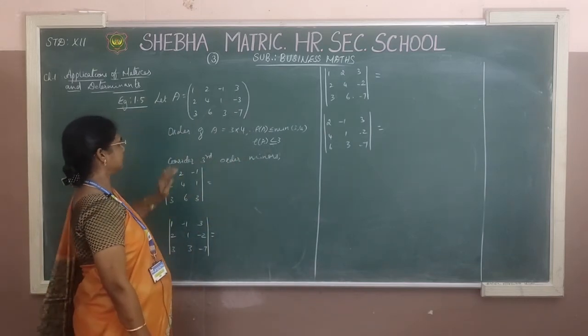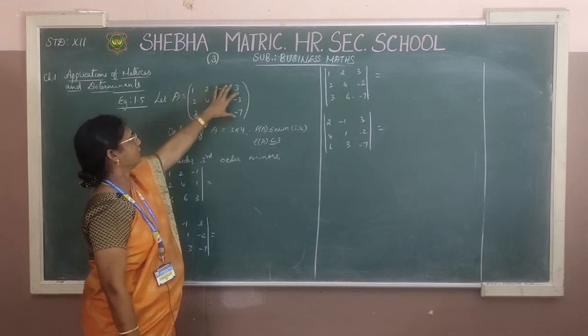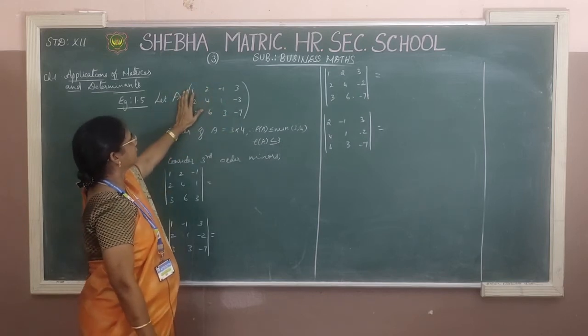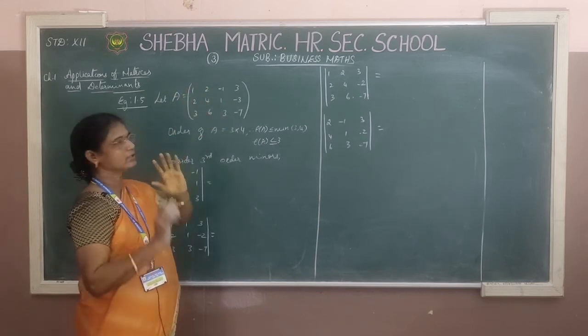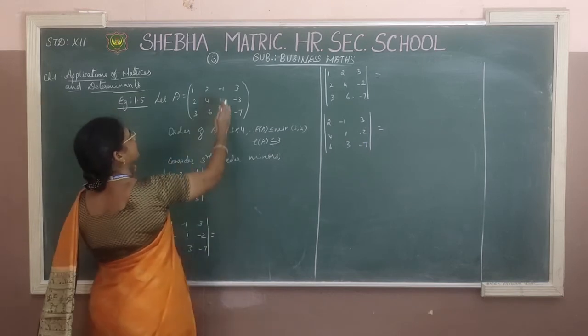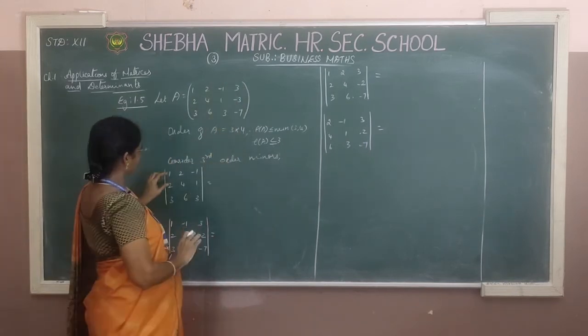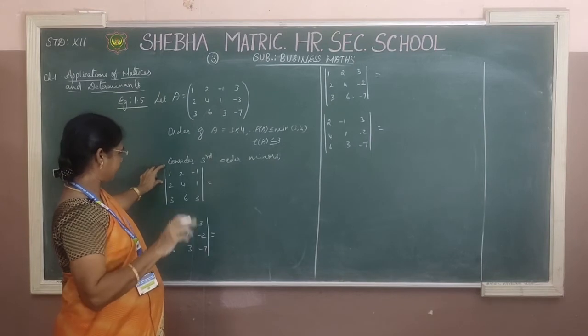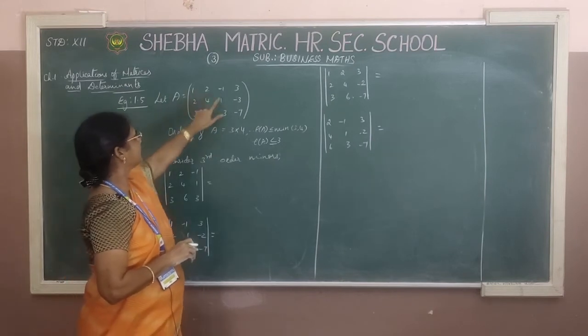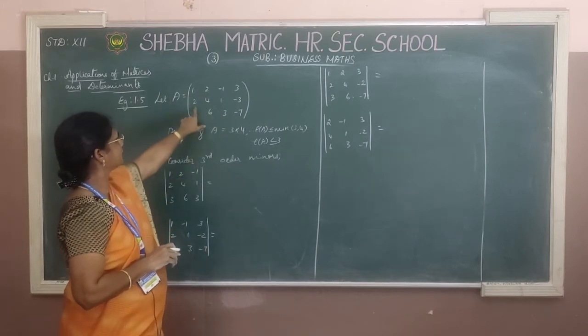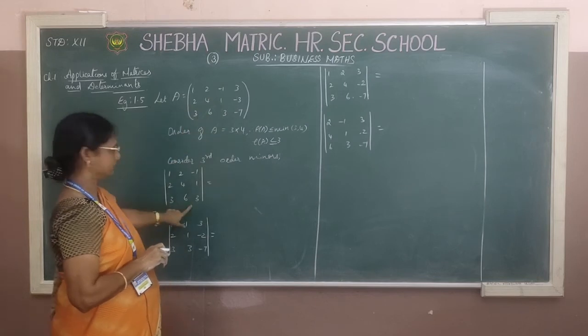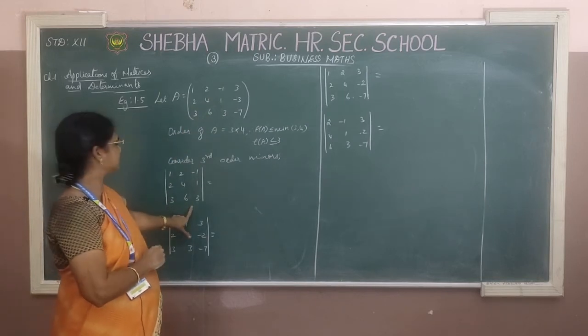First, we have 4 columns, isn't it? For minors, we have only square form. So we will leave the last column and form one third order minor. First 3 columns using 1, 2, minus 1, 3, 4, 1, 3, 6, 3. Okay, first find the value of this determinant.